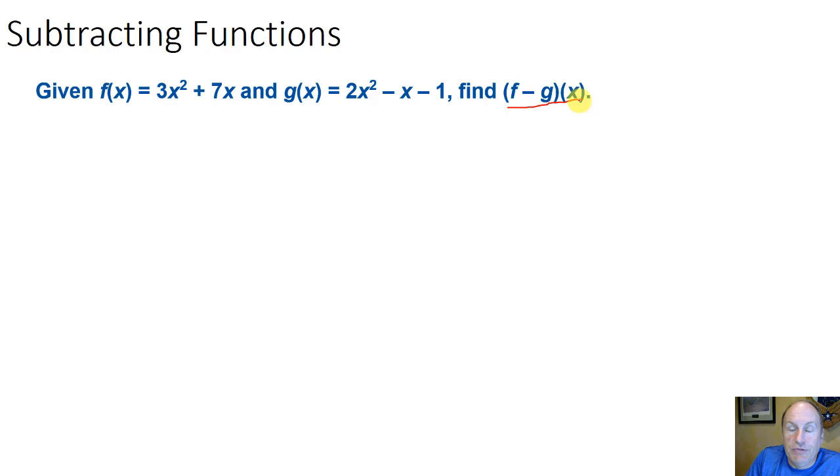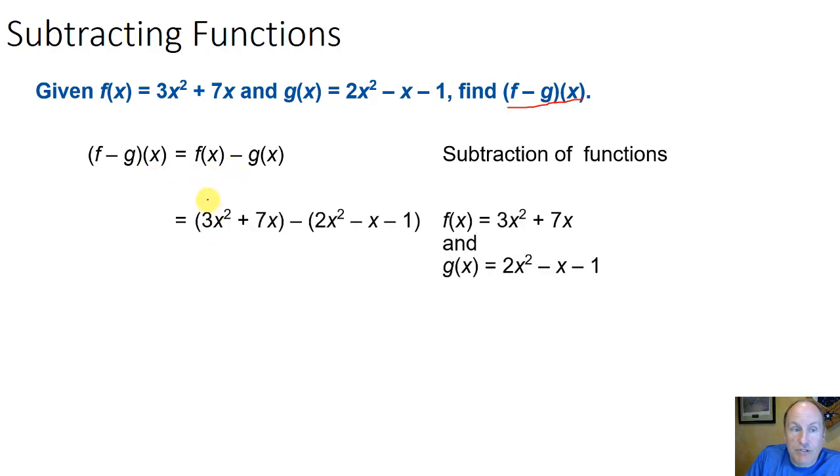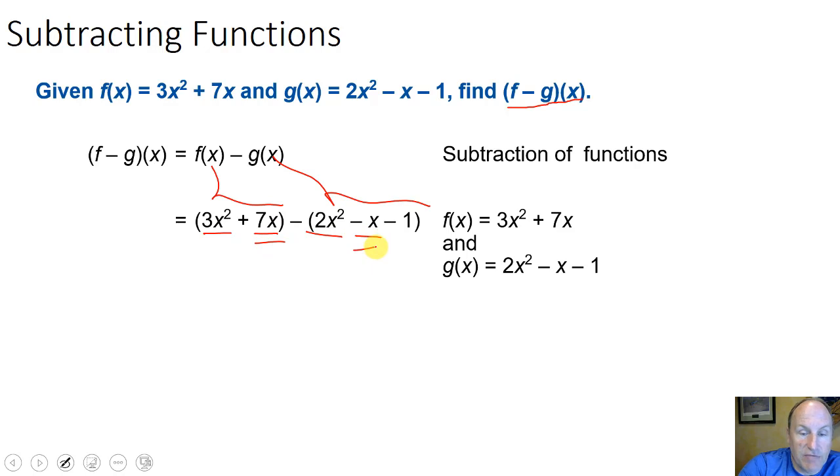So we're going to use the subtraction of functions property, that f minus g of x is equal to f of x minus g of x. If f of x is 3x squared plus 7x, I'm going to substitute that in for f of x, and g of x is the second expression there, and I'm going to substitute that in for g of x, and so I get this combination. Like terms: 3x squared, 2x squared, 7x and minus x, and of course the negative 1 again off by itself.